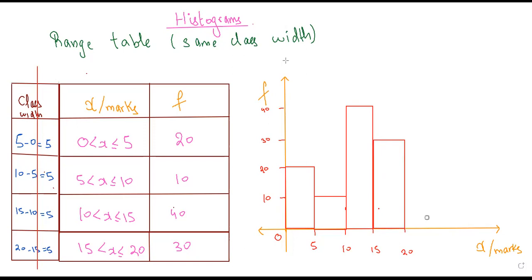Okay. Now let's talk about the third and the final case, that is a range table for different class widths.